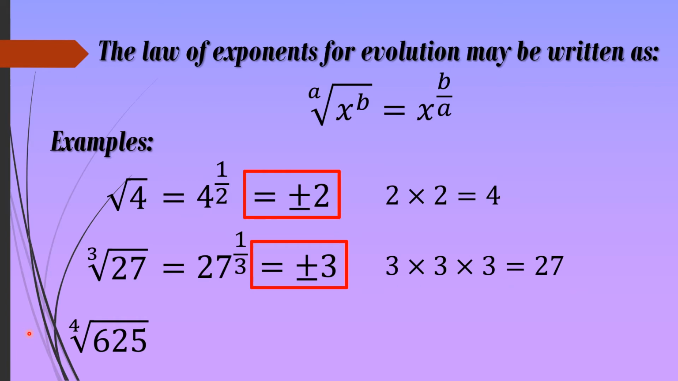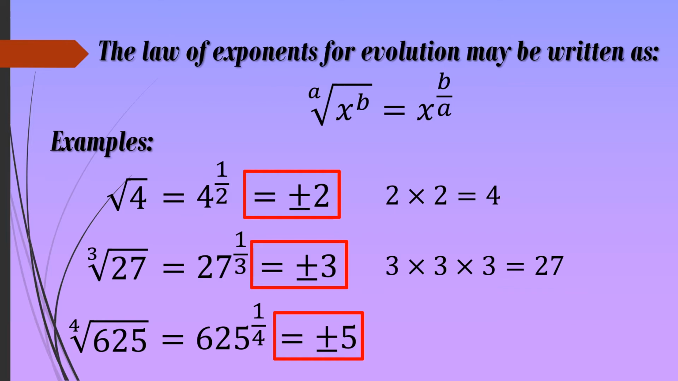And then last, fourth root of 625. 625 has the exponent here as 1. So it will now become 625 raised to 1/4, since fourth root yung ating hinahanap. And then, the answer is positive or negative 5, because 5 times 5 is 25, times 5 is 125, and multiplied again by 5, so the fourth root of 625 is 5.